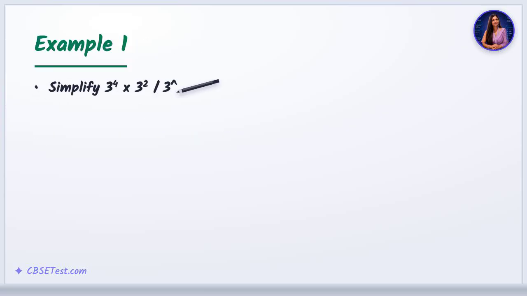Simplify 3 to the 4th times 3 squared over 3 cubed. Add and subtract the exponents. 4 plus 2 minus 3 is 3, so the answer is 3 cubed, 27.